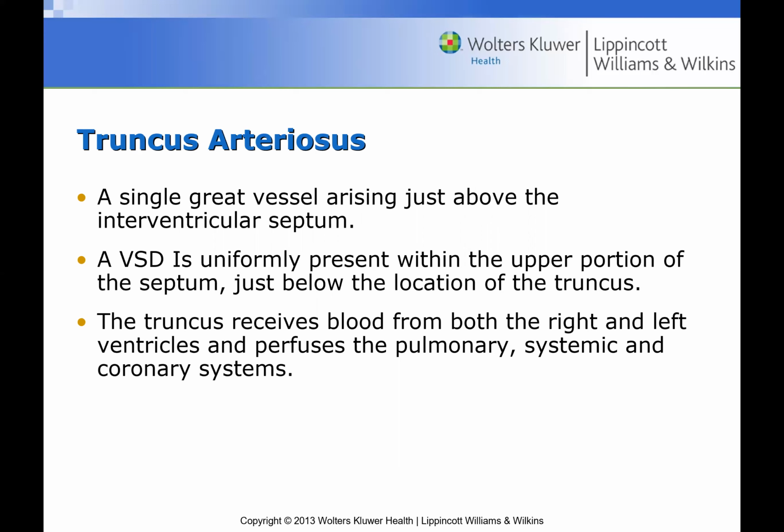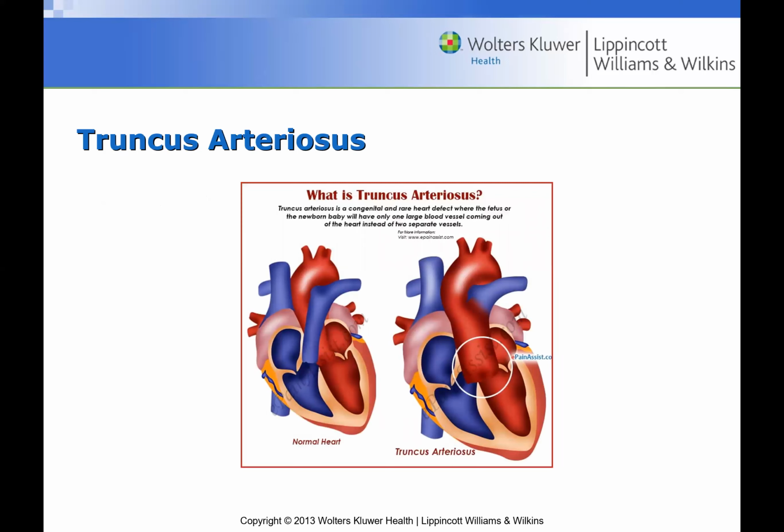A single great vessel is arising just above the interventricular septum. A VSD is uniformly present within the upper portions of the septum, just below the location of the truncus. And the truncus receives blood from both the right and left ventricles and perfuses the pulmonary, systemic, and coronary systems. So that's what that looks like. Instead of having your two separate great vessels, you have one big, large one.